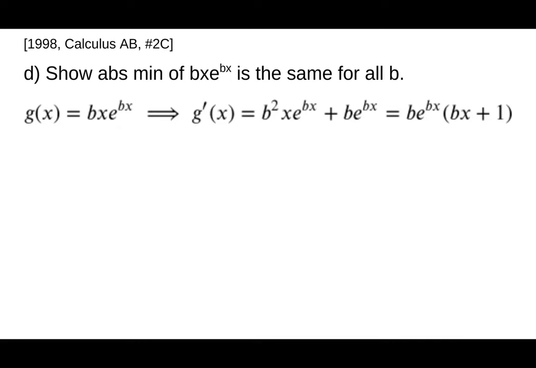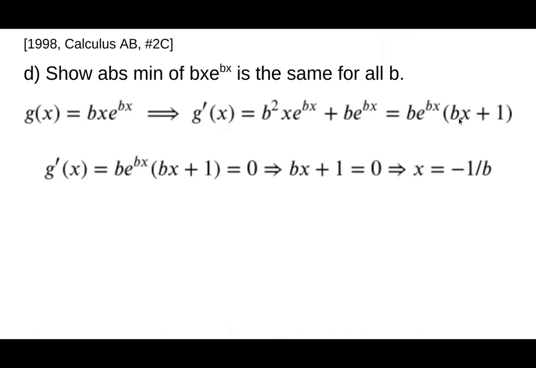G prime of x is going to be b squared x e to the bx plus b times e to the bx. Okay. There's a common factor here of b times e to the bx, and if we factor that out, we get b times e to the bx times bx plus 1. But the same reasoning applies as in the previous steps. B times e to the bx is never going to be negative as long as b is positive. And if it is positive, that will just change up the solutions from the other factor. Those will now be the opposite sign as well.